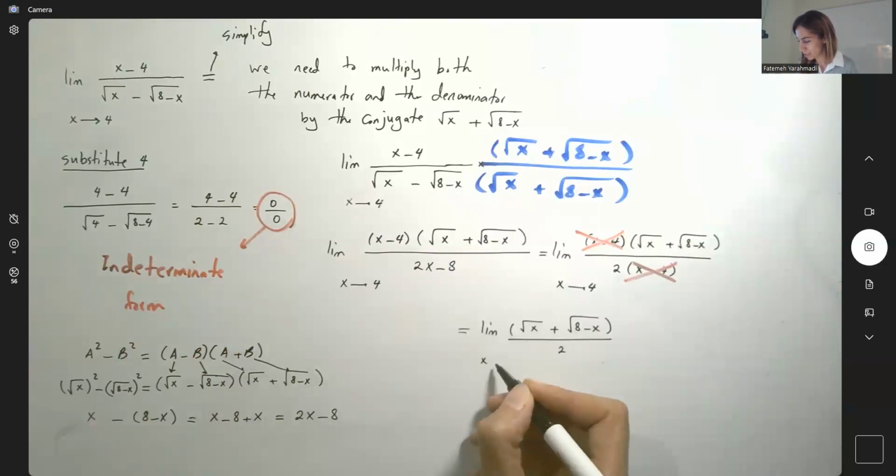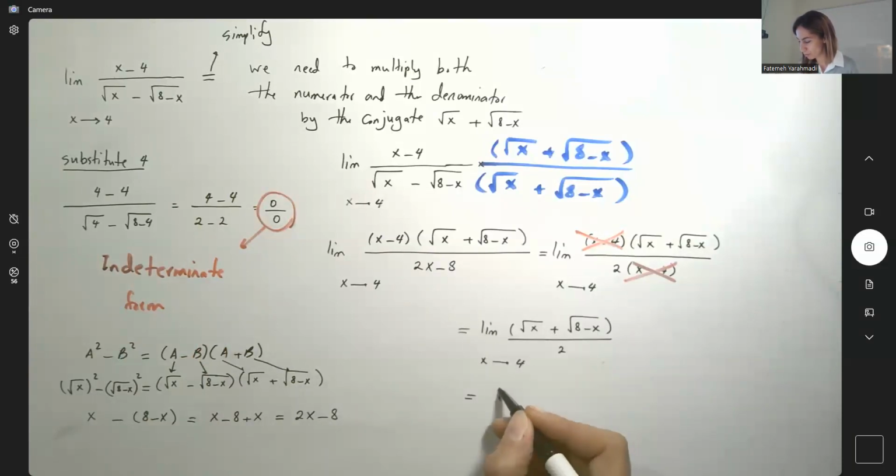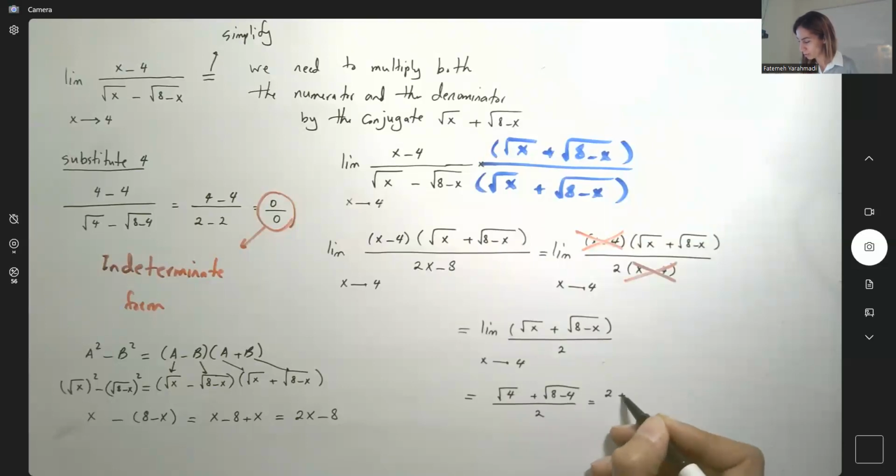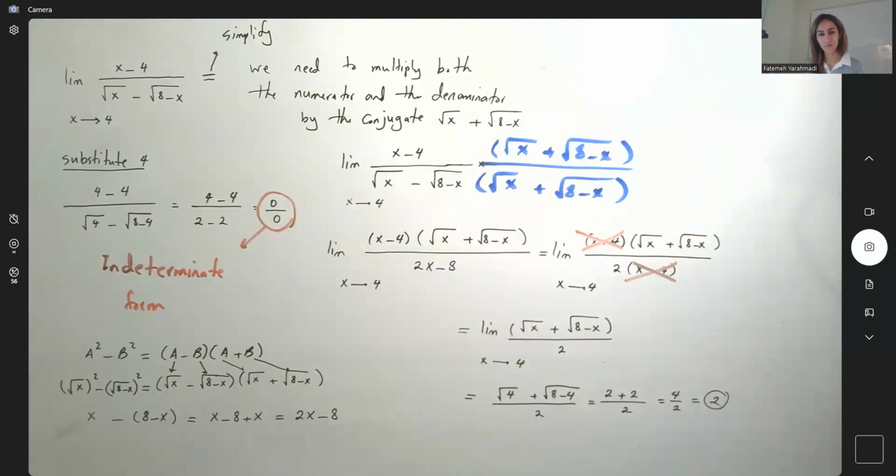Divided by 2, as x goes to 4, which is square root of 4 plus square root of 8 minus 4, divided by 2, or you have 2 plus square root of 4, which is 2, divided by 2, or 4 over 2, which is 2. So this is the limit of this rational expression here.